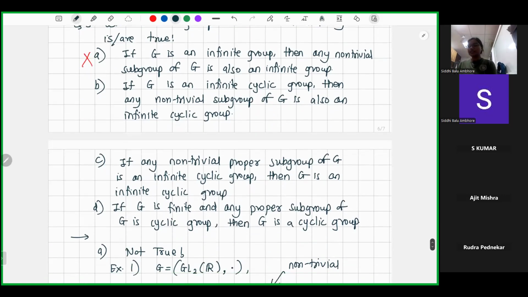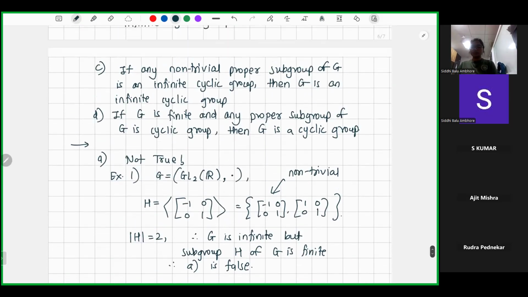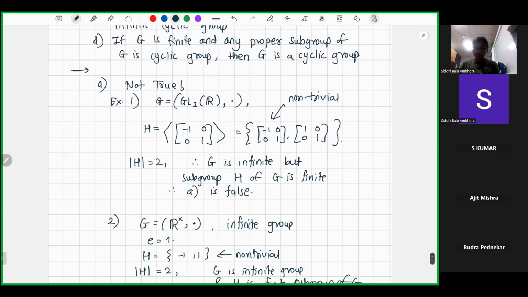Now the second one: if G is an infinite cyclic group, then any non-trivial subgroup of G is also an infinite cyclic group. What is your guess for this one? Is this true? Is this false? Or you have no guess? Anyone? Okay. So this statement is true.